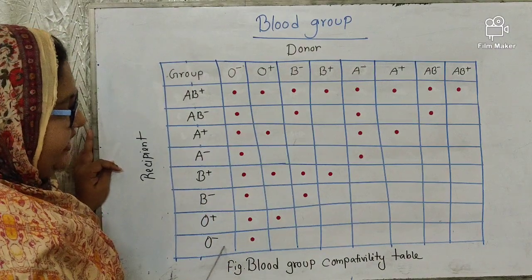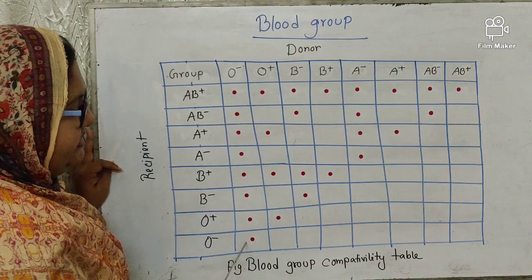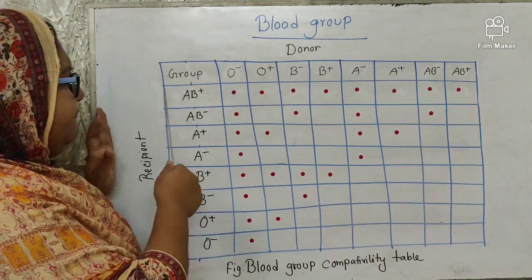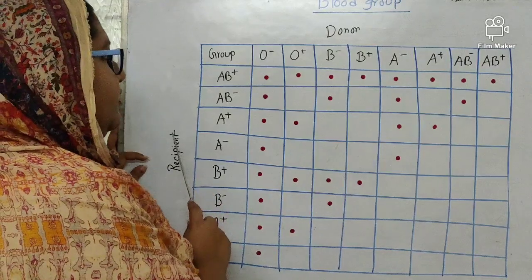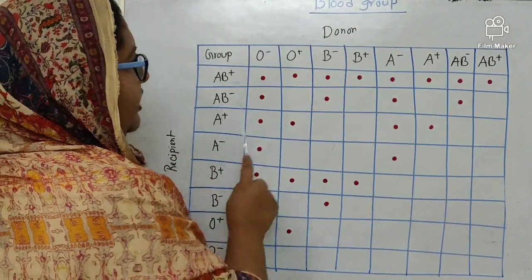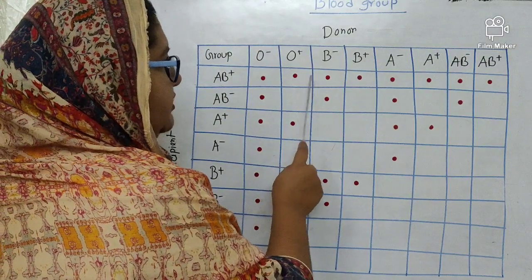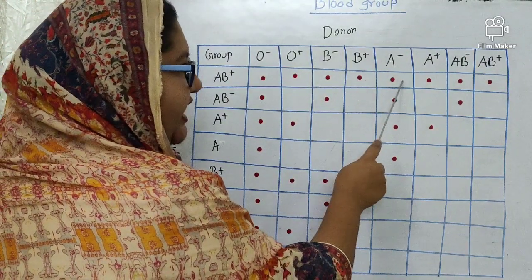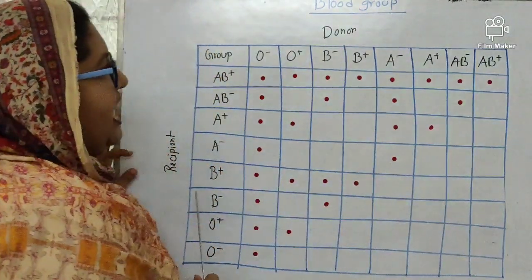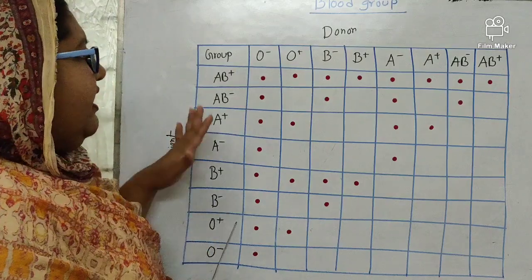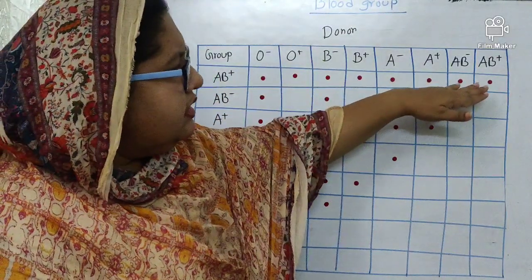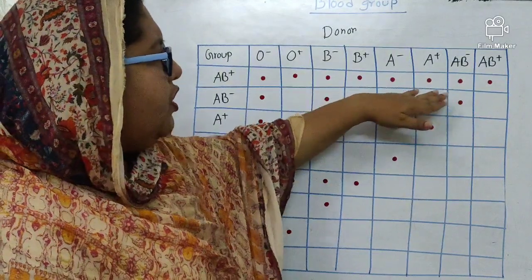That's why O negative blood group only receives blood from O negative. Here you have found one. The people of blood group AB positive can receive blood from O negative, O positive, B negative, B positive, A negative, A positive, AB negative and AB positive. It is found that the people of AB blood group can receive blood from the people of all blood groups.